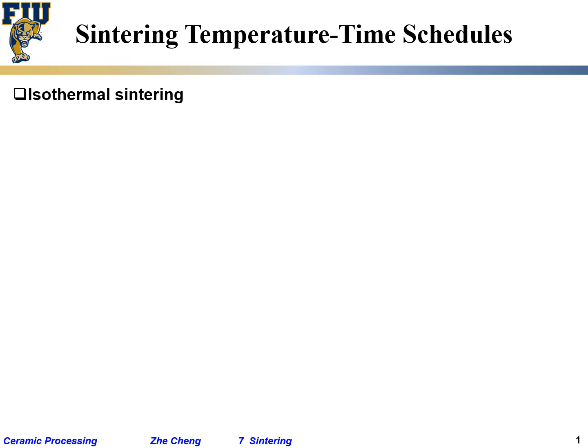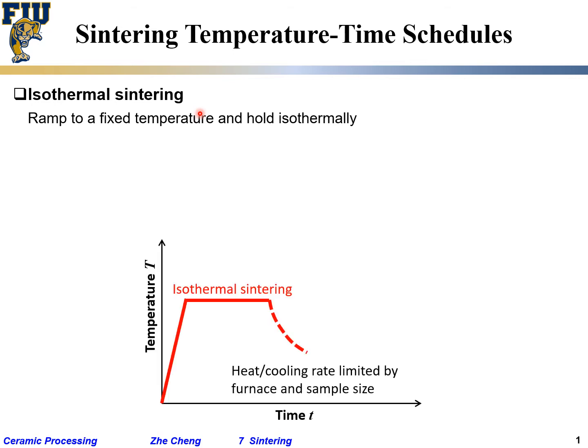So as to the typical sintering schedule, the most common one that people often use is so-called isothermal sintering, which is essentially you go to a fixed temperature and then hold at that temperature for a certain time. That is what people mean by isotherm, the same temperature. And this is the so-called temperature-time schedule, or thermal profile.